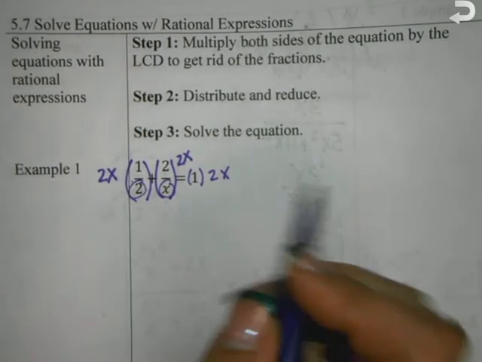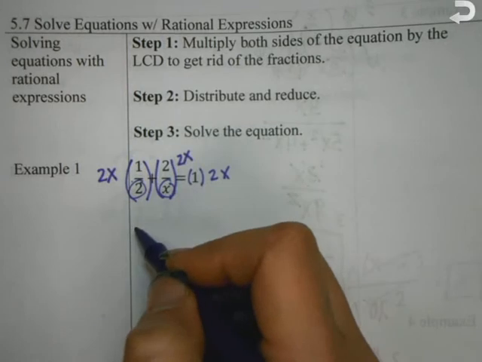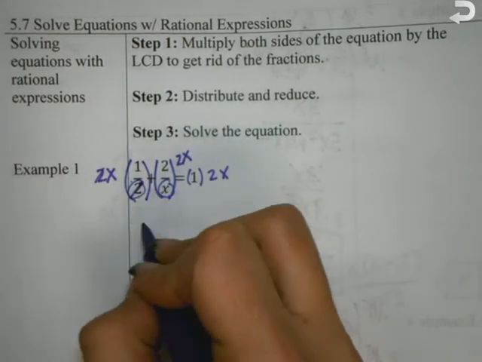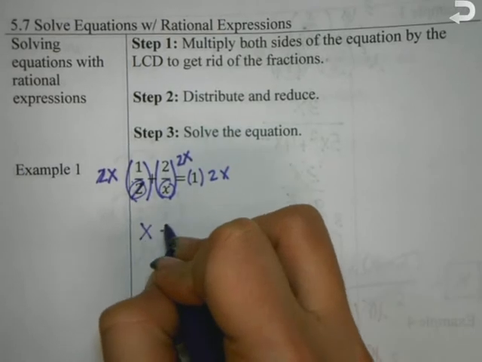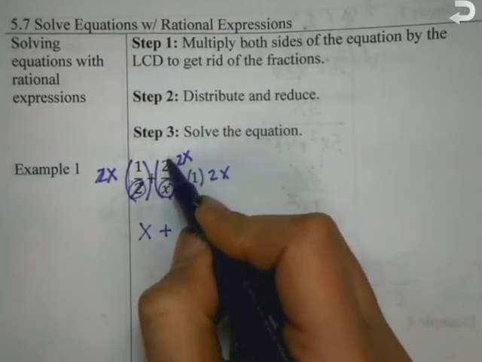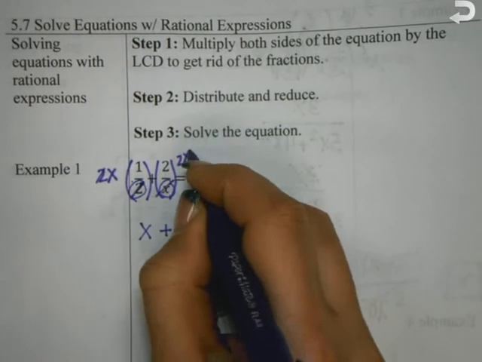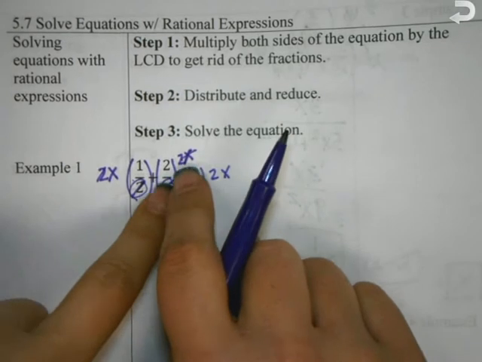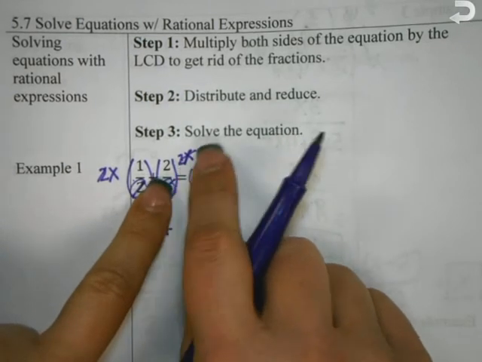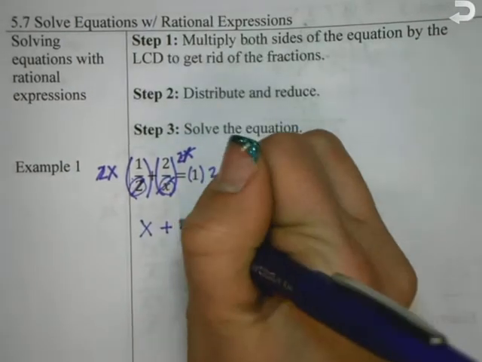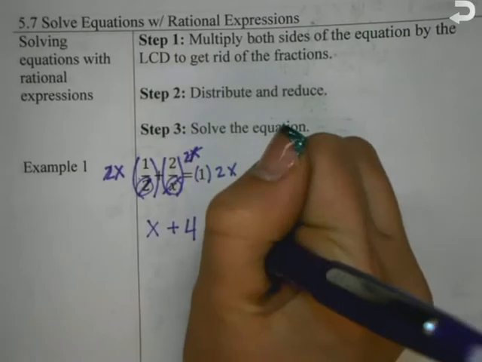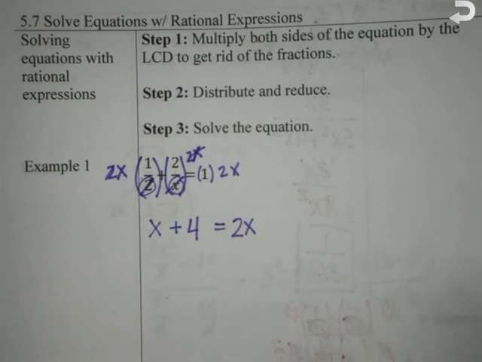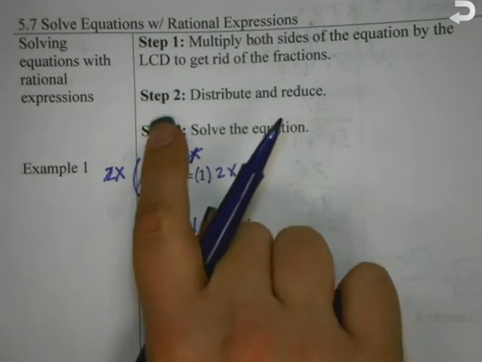Okay, so let's multiply 2x by 1/2. What cancels there? 2. The 2's. So we're left with just an x times 1, which gives me x, plus, what cancels for him here? The x's cancel. So 2, no, because 2 is in the numerator. So we multiply these guys. So 2 times 2 gives me 4. So this becomes x plus 4 equals 2x. We got rid of those fractions. Isn't that nice? So that was step 2, distribute and reduce.